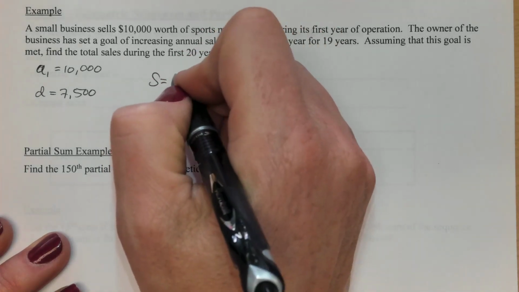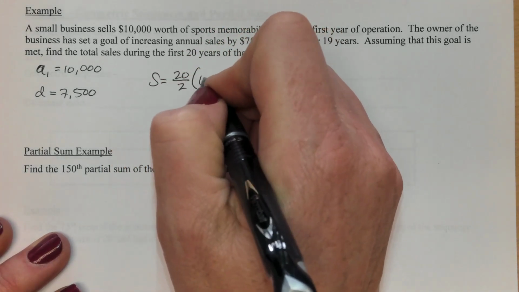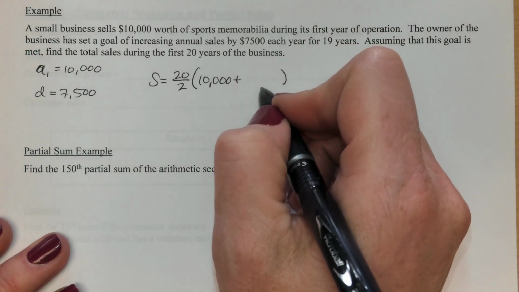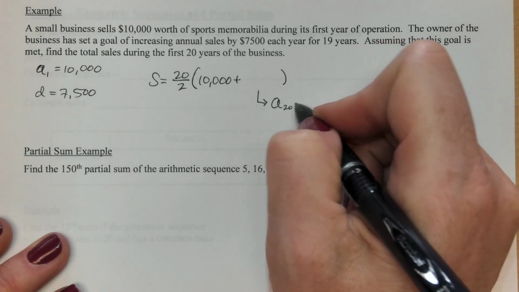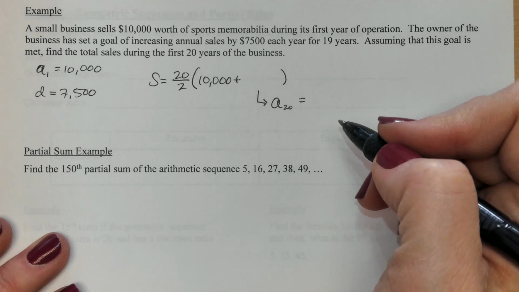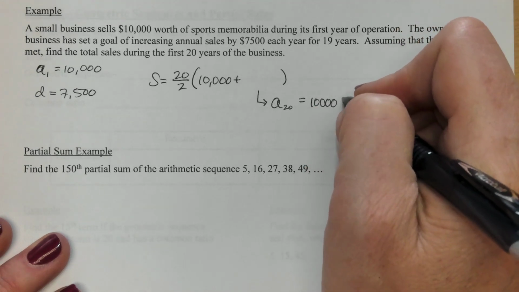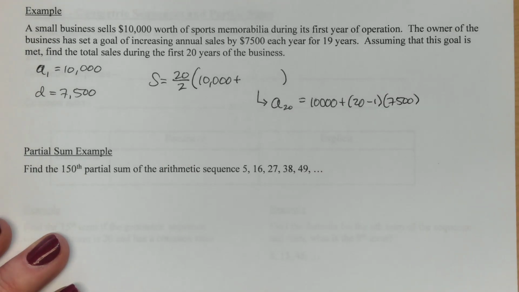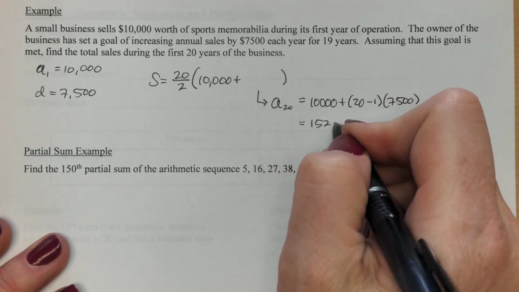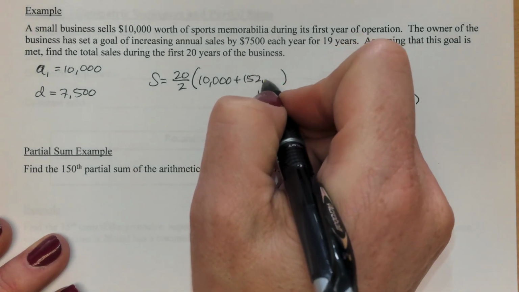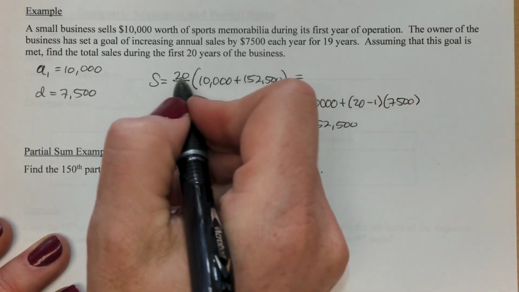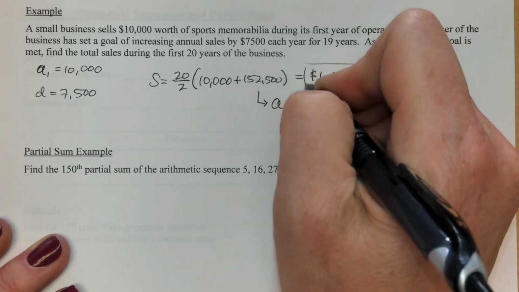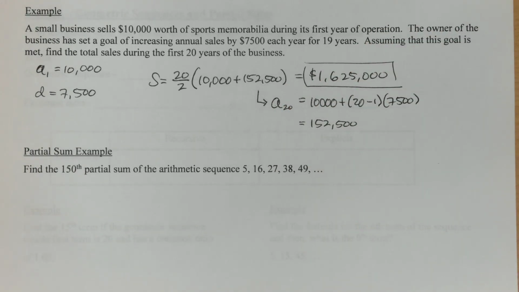So sum, I've got the number of terms, 20. I know my first term, 10,000. Problem is I don't know my last term, how much money I'm going to make in that last year. So off to the side, I'm going to say, all right, I need to find my 20th term. And I'm going to use my explicit formula to do it. So first term is 10,000 plus 20 minus 1, and my common difference is 7,500. So grab my calculator, I get 152,500. That's going right here. And then enter all that in my calculator, and I get $1,625,000 over the course of those first 20 years.